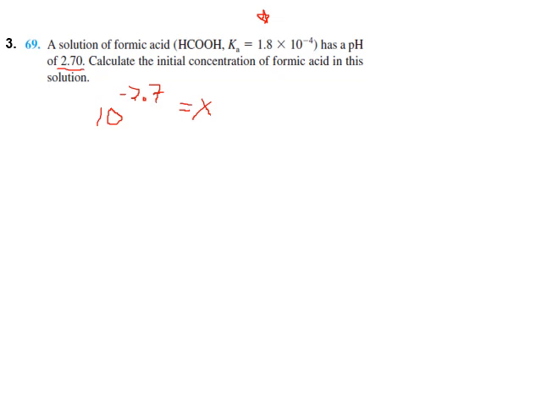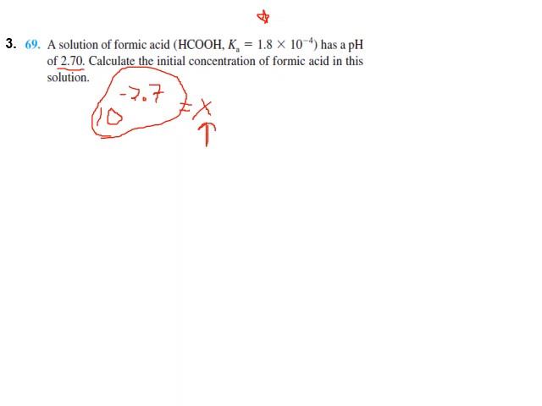It's 10 to the minus 2.7. Whatever you get when you do this is going to be your x. So you know what that is, and you know what Ka is. And you know that Ka is going to be this number that you got for x squared divided by some other number, which we could call y. So when you get the other number, you're going to be getting the equilibrium concentration of your formic acid.